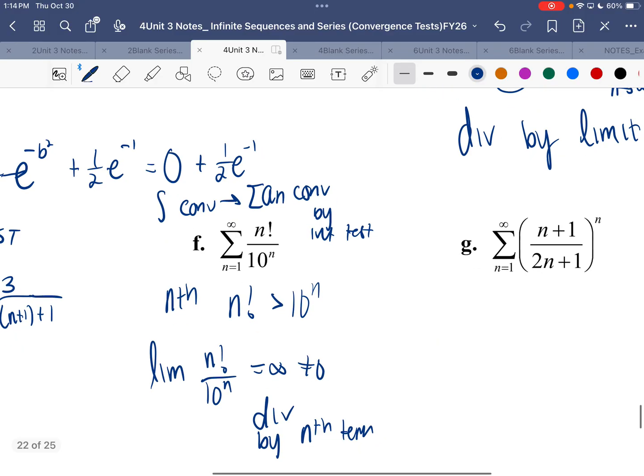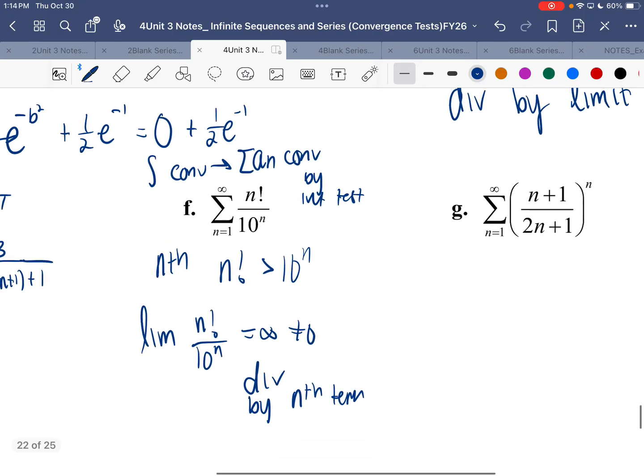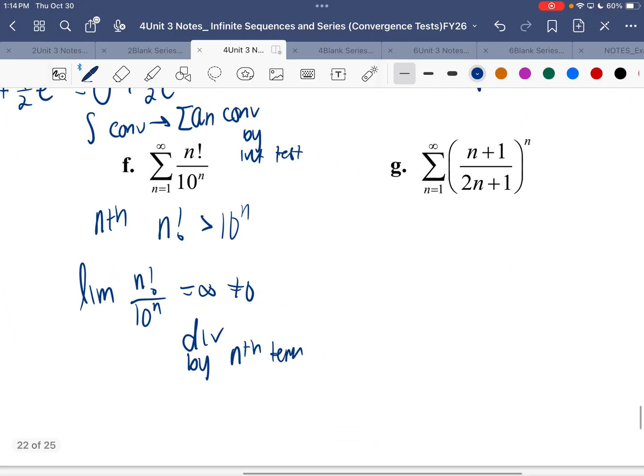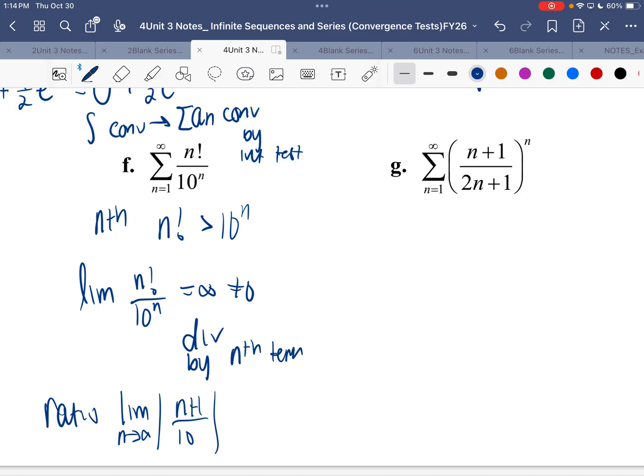Huh? Oh, maybe ratio test works. I don't know. I just did nth term. I was thinking they were like the same. Oh, wait, no, because then it would be bigger on the bottom. No, it would be bigger on the top when you flip it. Yeah, because you'd have n plus 1 over 10, which would be a big top. So if you did the ratio test, you'd end up with n plus 1 over 10, which is greater than 1. So diverging by ratio test.